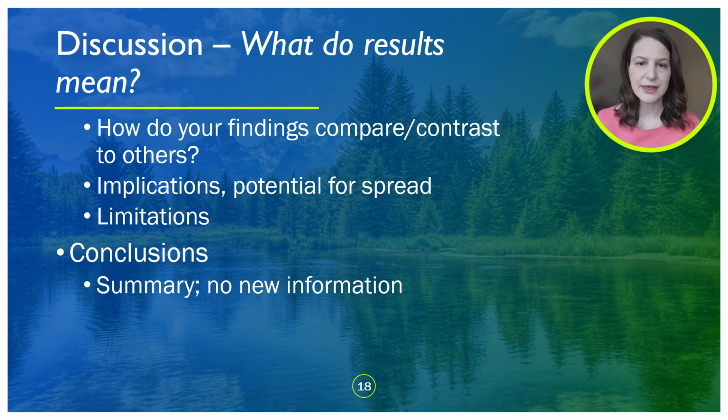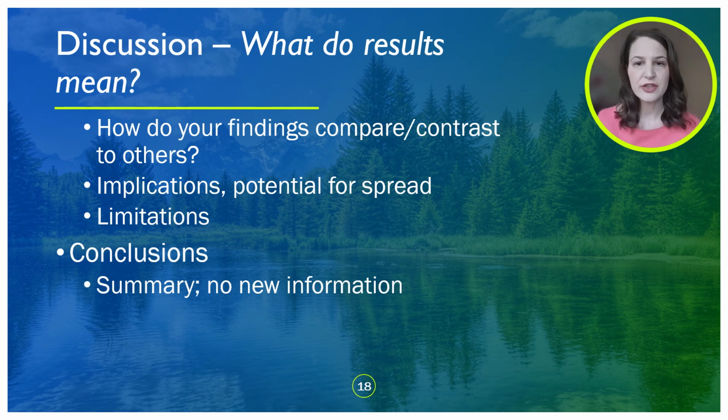The last main section of a manuscript is the discussion, which helps answer the question, what do the results mean? In this section, authors generally provide a broad overview of their findings and how their results compare and contrast to other evidence. This is where you can also interpret your findings and describe implications for practice, along with the potential for spread of the initiative.